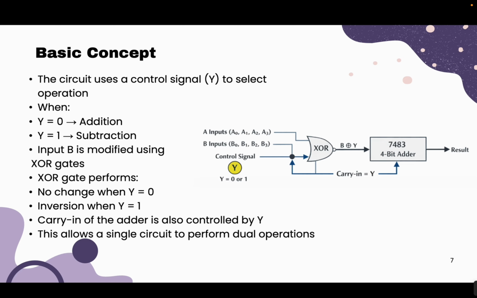There is one more important part. The carry in pin of the adder is also connected to Y. So when Y equals 0, carry in equals 0. When Y equals 1, carry in equals 1. These two things happening together, B being inverted and carry in being set to 1, is what enables subtraction. We will see exactly why in the next slide.